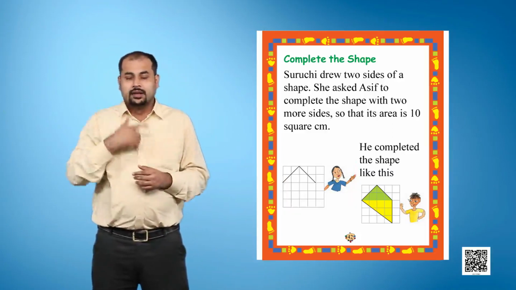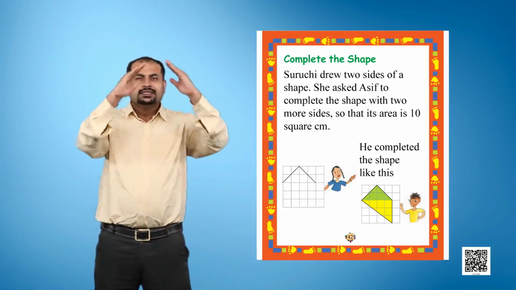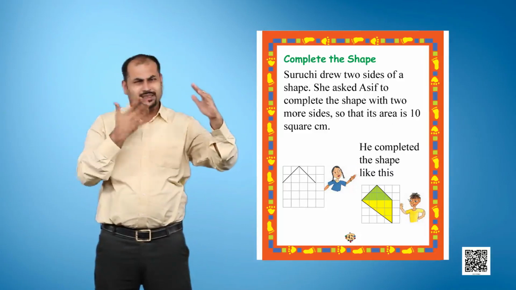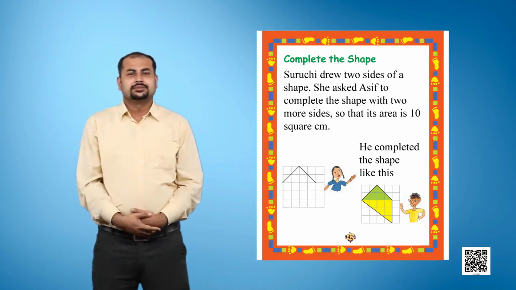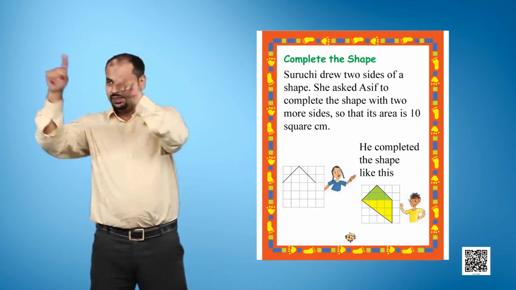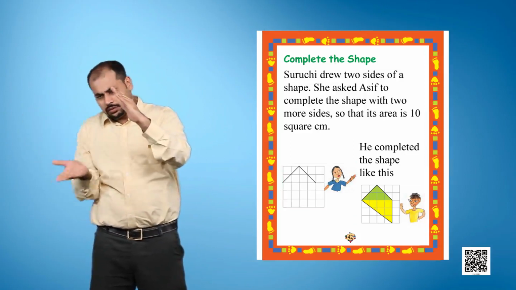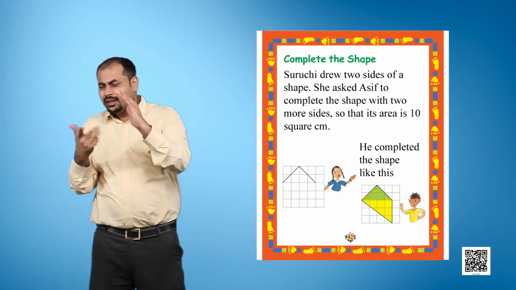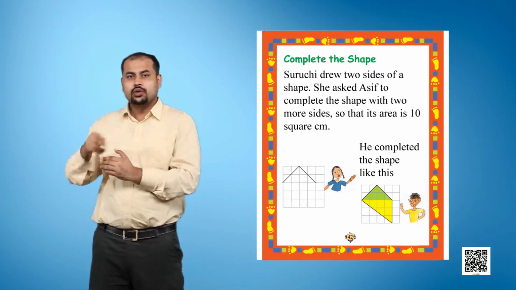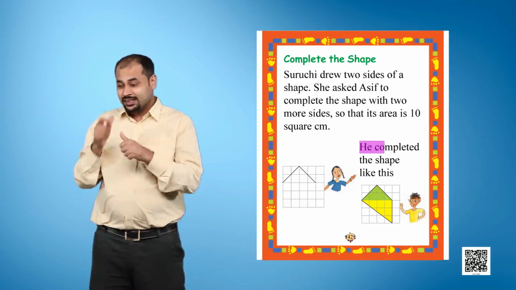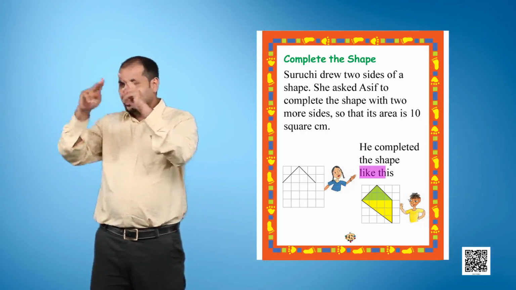The top of a triangle, perhaps? And on the right side we see the same figure being completed by Asif. He joined the two lower ends of the figure to create another triangle downwards. He completed the shape like this.